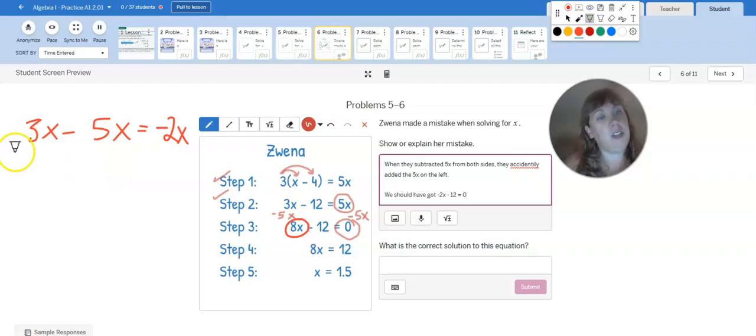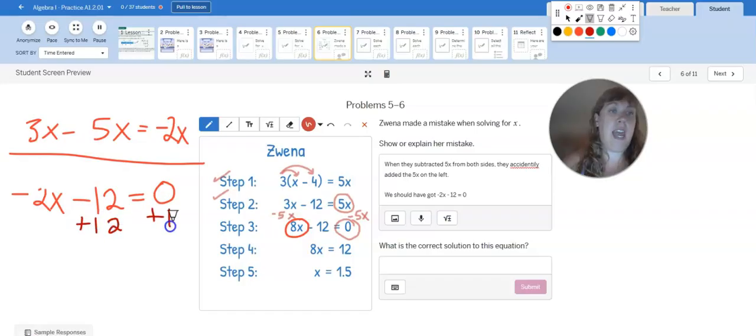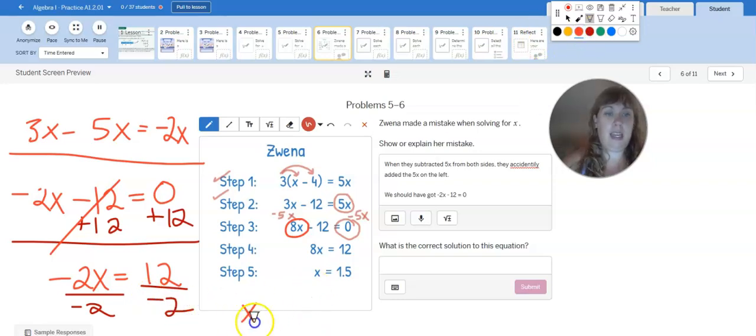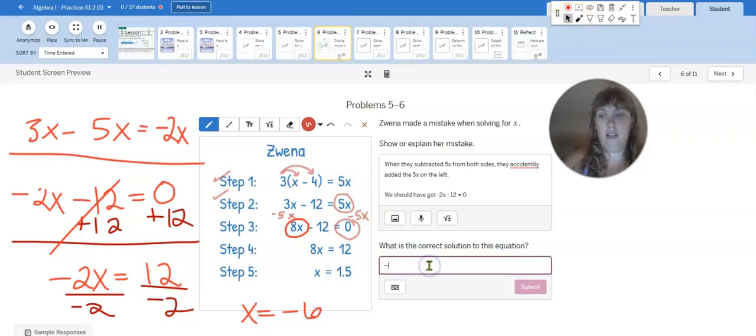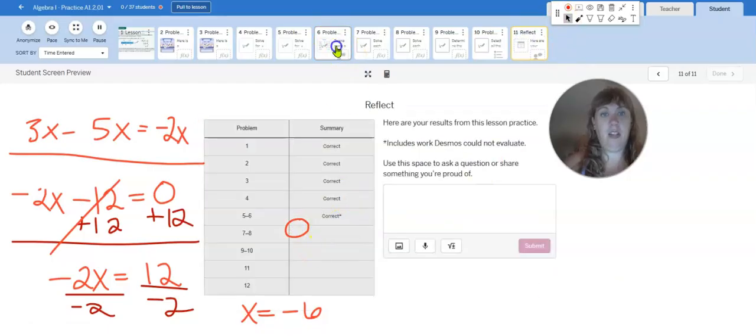So if we wanted to finish this equation, negative 2x minus 12 equals 0, we could start by getting rid of this minus 12 and adding 12 to both sides. Negative 12 plus 12 is 0, so then we have negative 2x equals 12. 0 plus 12 is 12. And then divide both sides by negative 2 to get x equals 12 divided by negative 2 is a negative 6. And then you can submit. Looks good.